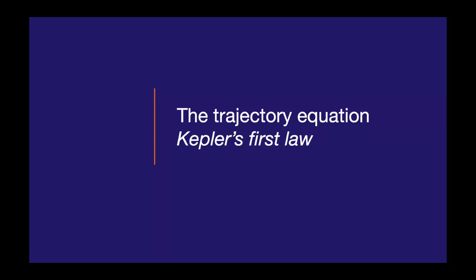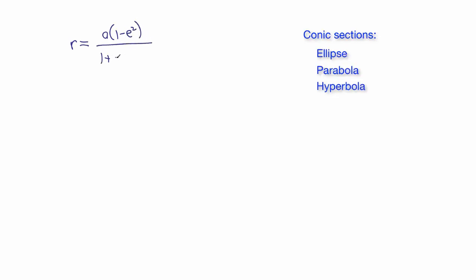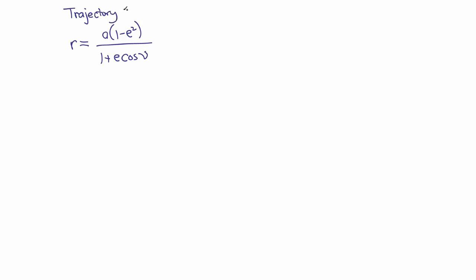Just to get us started off on the right foot, we'll write down the trajectory equation, which can be written down, for example, in this form. And the trajectory equation describes all of the conic sections. So it describes an ellipse, a parabola, a hyperbola. A circle is a special form of an ellipse. So by the derivation of the trajectory equation, we have automatically demonstrated Kepler's first law.